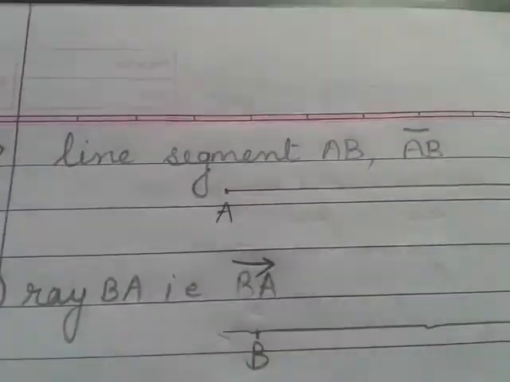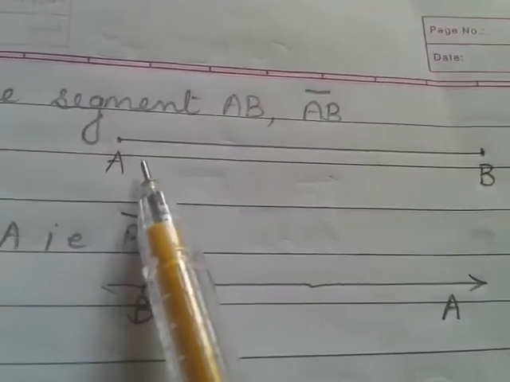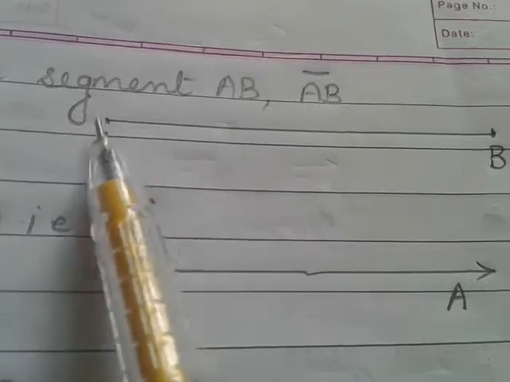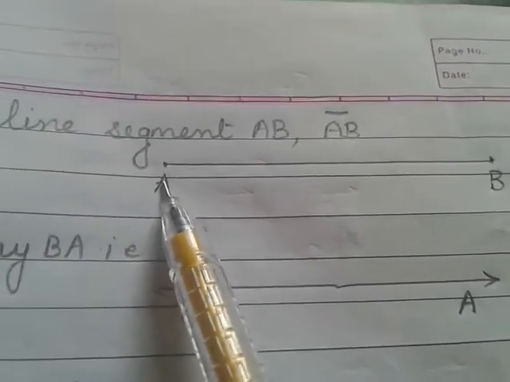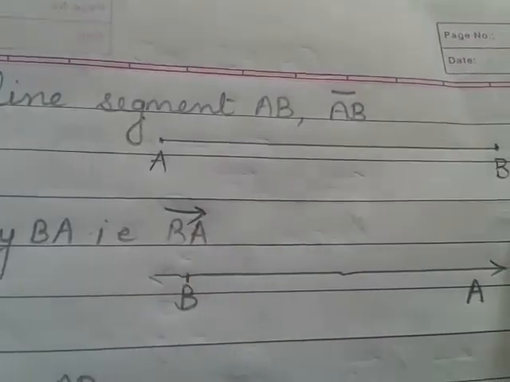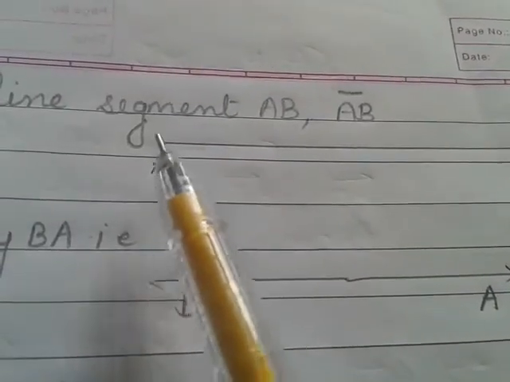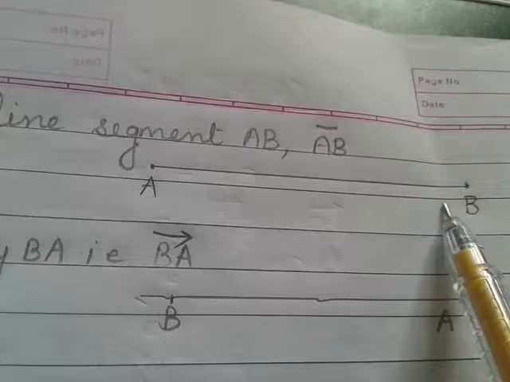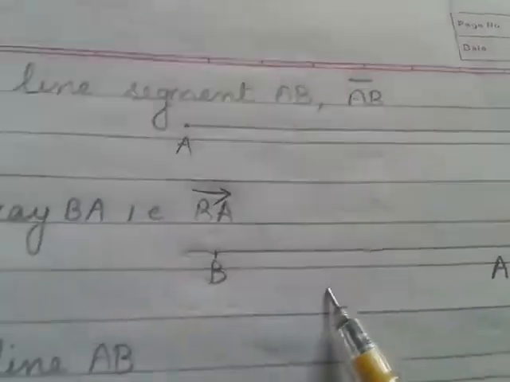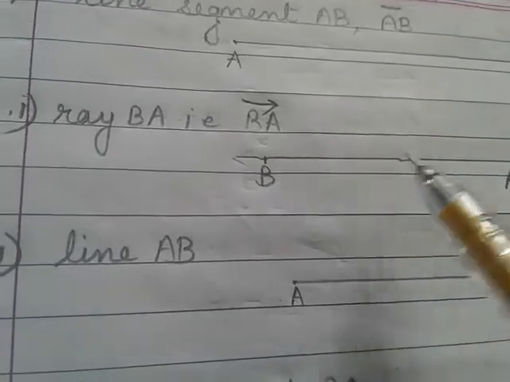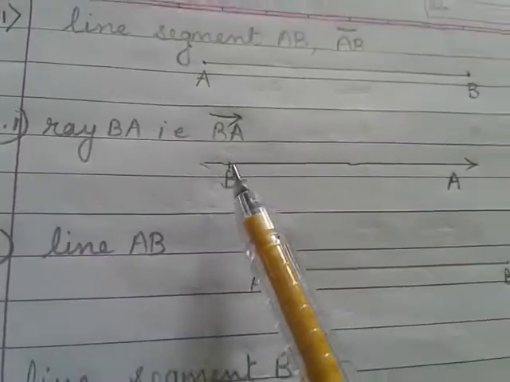Then line segment AB. A line segment is of limited length. Limited length means no arrows at all. The length of a line segment is fixed. So line segment AB, or you can write BA also. You can name it AB or BA. This is allowed here, but not in a ray.